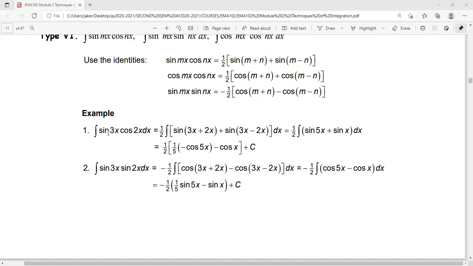Now you have here the sine and cosine. So you just copy the equivalent identity here. So you have a 1/2. What you do with the first sine, you have the angles added. So 3x and 2x. For the second sine, you have to subtract the 2. So m minus n in that particular order.